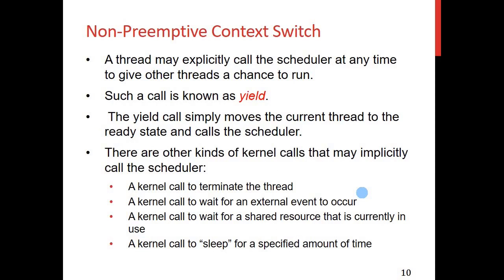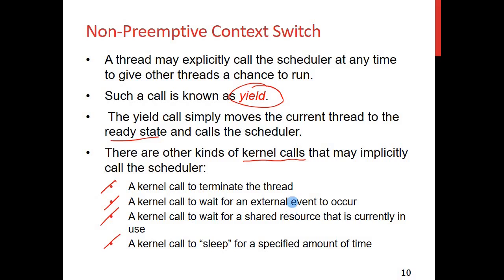For a non-preemptive context switch, you need to call the yield function so that you move the current thread to the ready state, and you invoke the scheduler, which will eventually select the next thread to run. Besides yield, there are other kernel calls that can also invoke the scheduler. One could be to terminate the thread, to wait for an external event to occur, to wait for a shared resource that is currently in use, or to sleep for a specified amount of time.